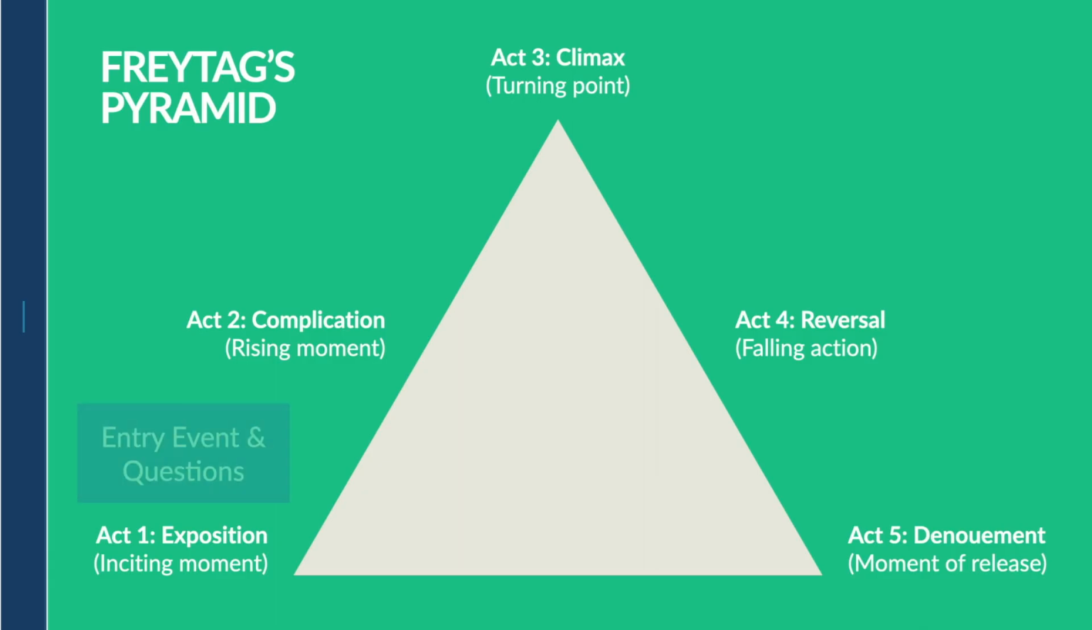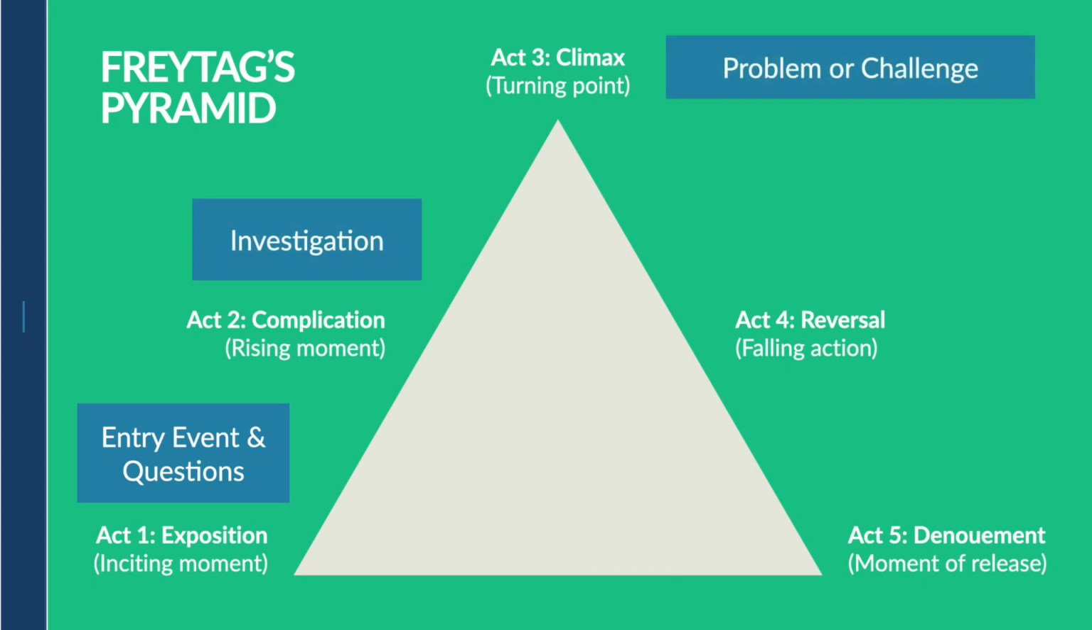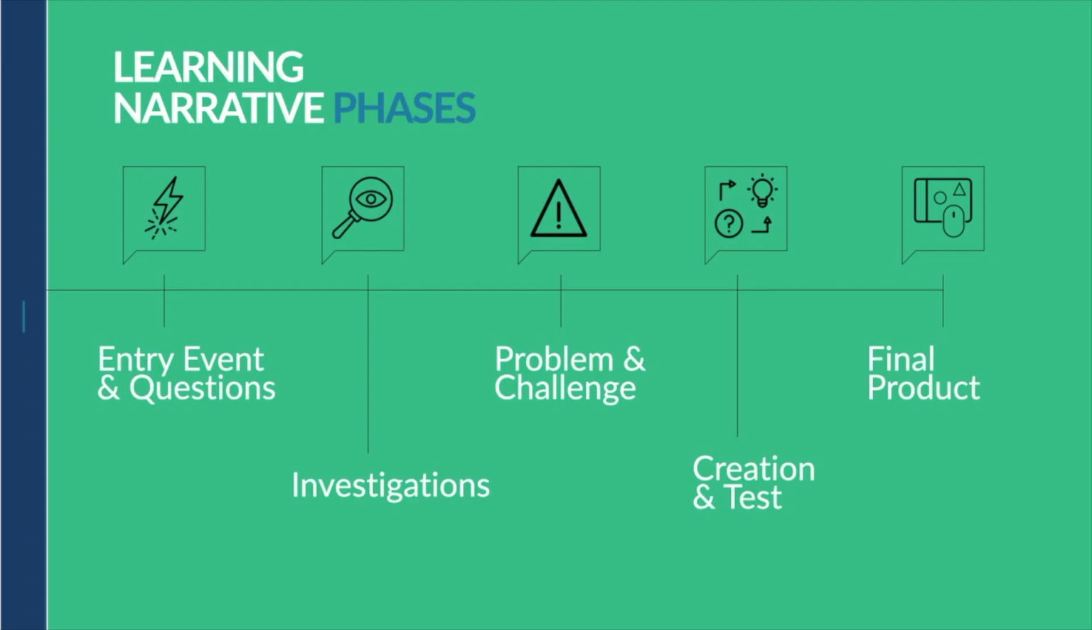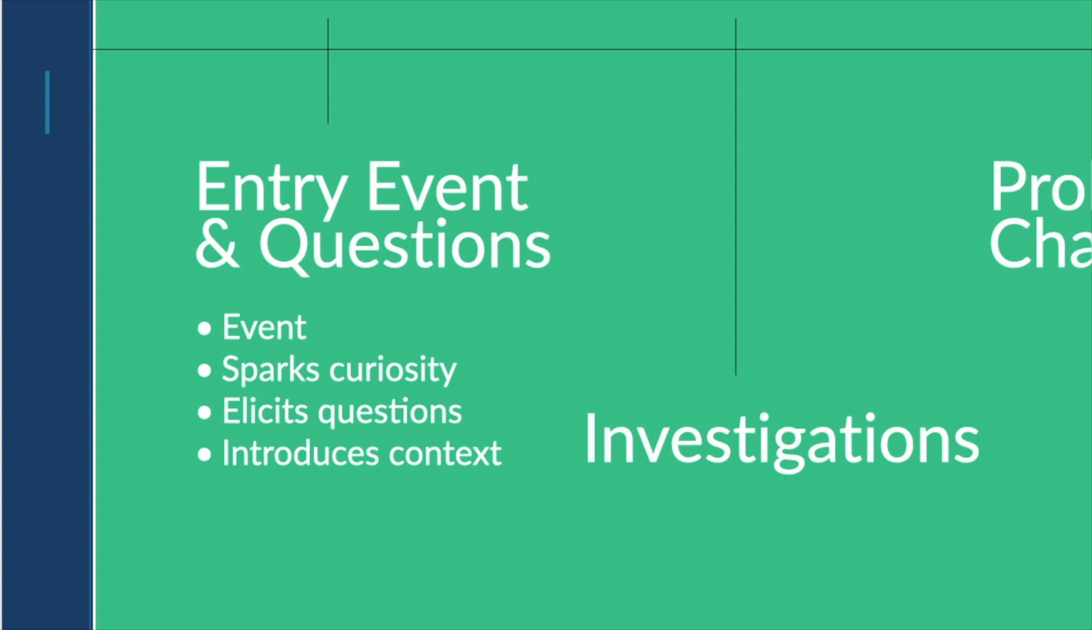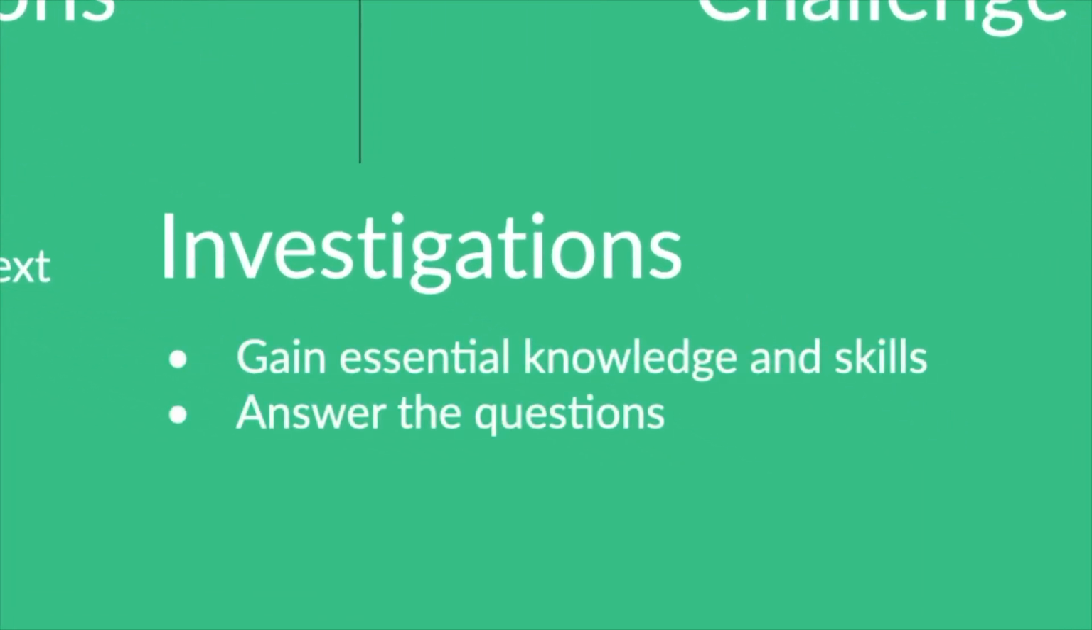In a learning narrative, we have similar acts: the entry event and questions, investigation, problem or challenge, creation and test, and final product. We start with an entry event, an event that sparks curiosity and questions, and introduces students, our heroes of this narrative, with the context of the project. Then we have investigations where students try to answer the questions they generated from the entry event to gain essential knowledge and skills, while learning more about the project's context.